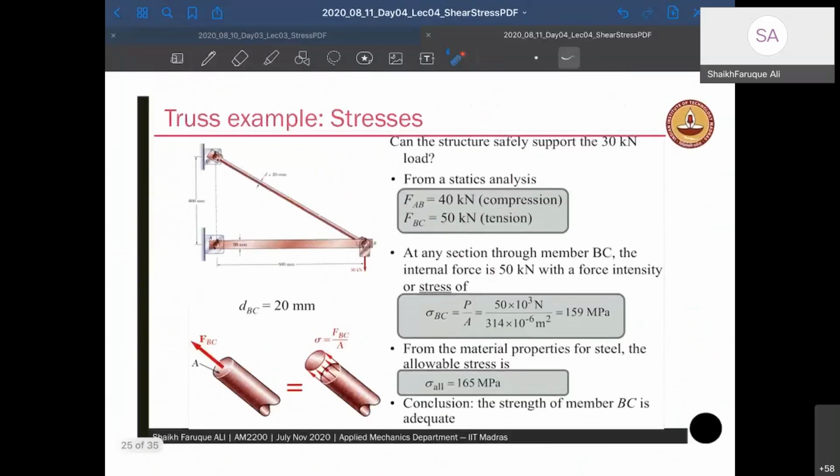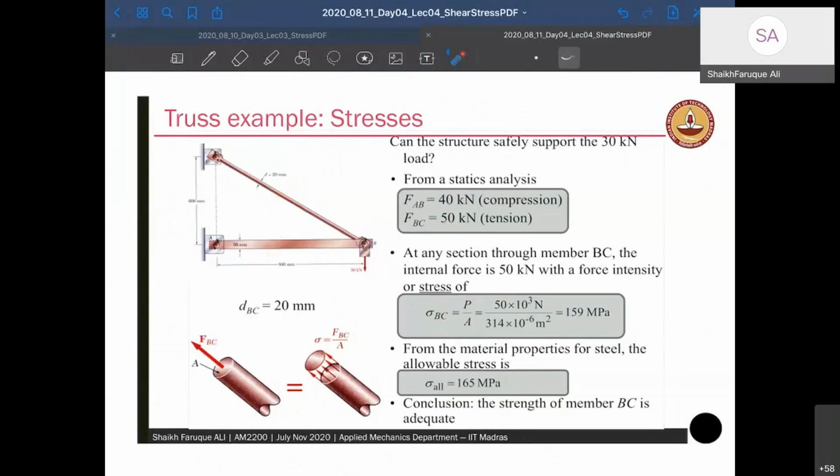All right. Now, we have been asked, can the structure safely support 30 kN of load? So there is a 30 kN load here. To say whether the structure will safely support 30 kN of load or not, you have to check the stresses that are there in this member.